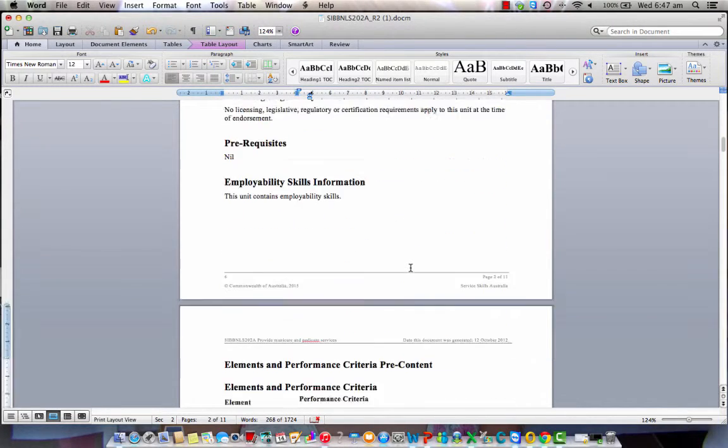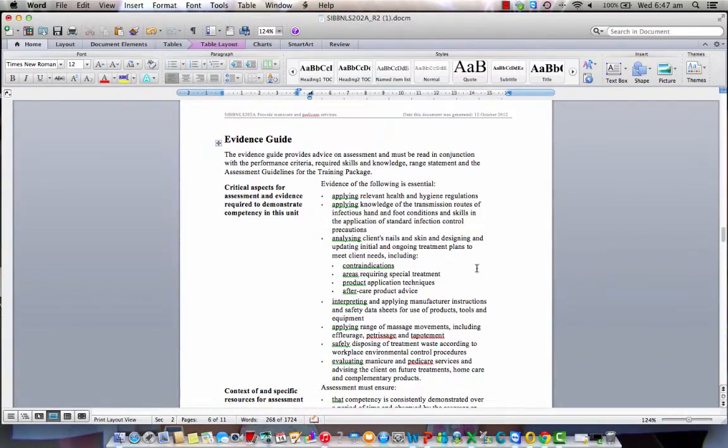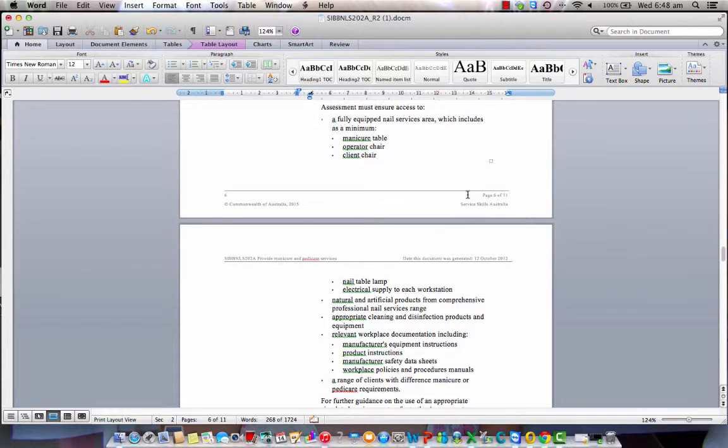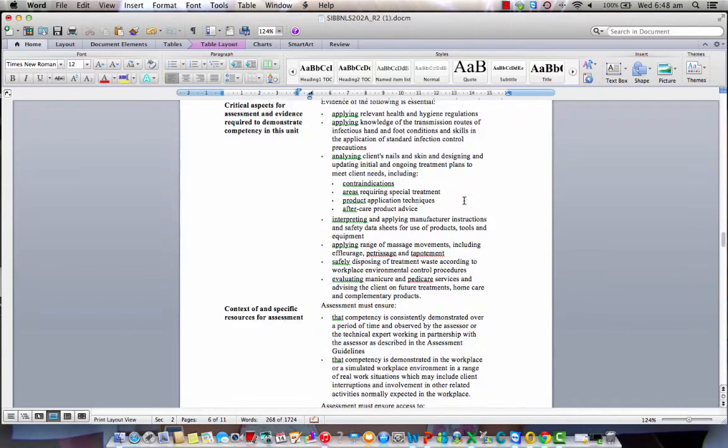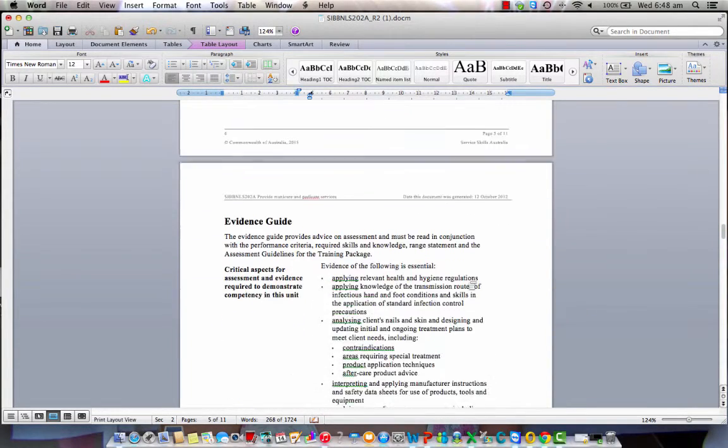What I would then do is go all the way through the unit until I came to the evidence guide. And I think this is probably one of the most specific areas that you need to look at. The critical aspects are a must. So as you can see here, evidence of the following is essential. It must be covered. So we need to have evidence that students understand everything that is detailed here.